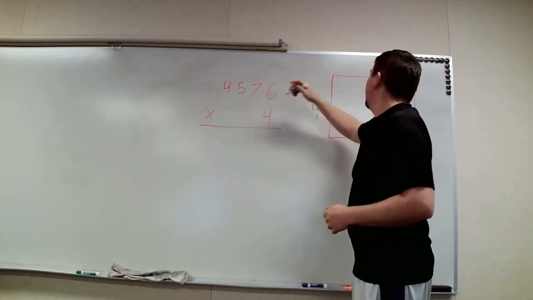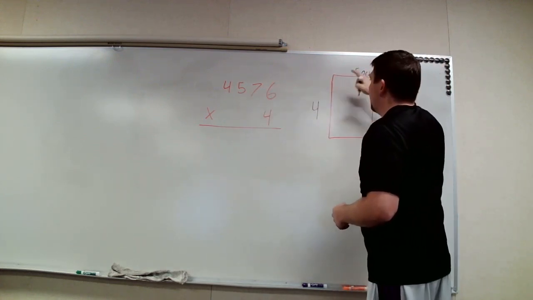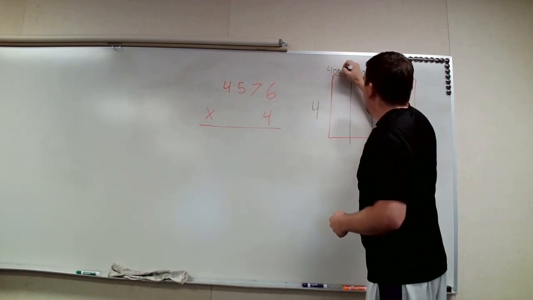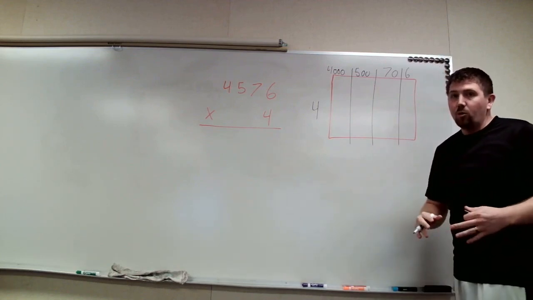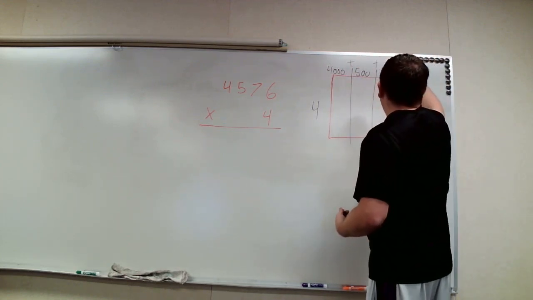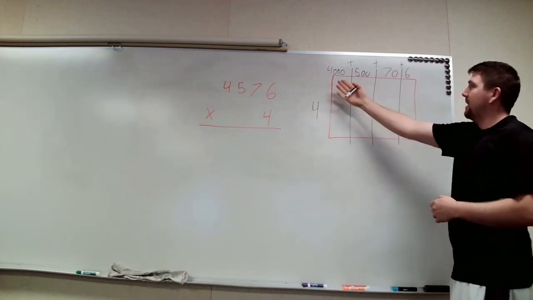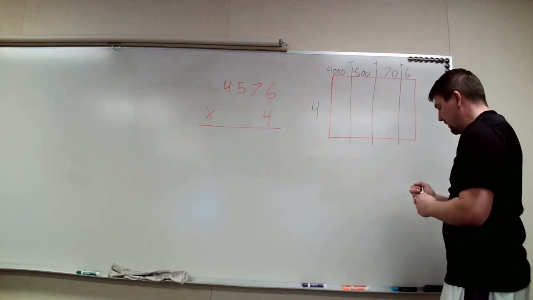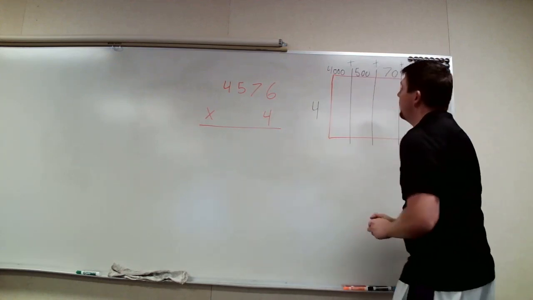We have a 5, but it's a 500. And we have a 4, but it's a 4,000. I like to put this plus up here. It's not necessary, but it helps them understand this is actually one number. We're just splitting it apart for our own ease. Let's get into multiplying it.